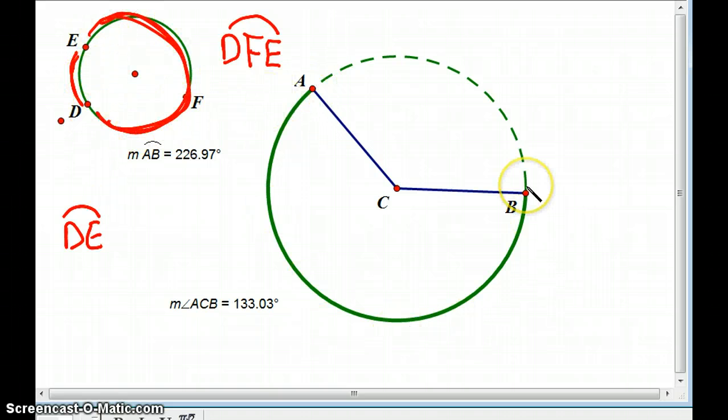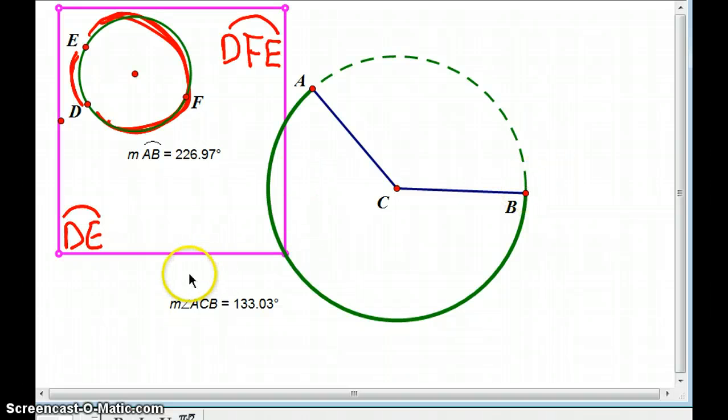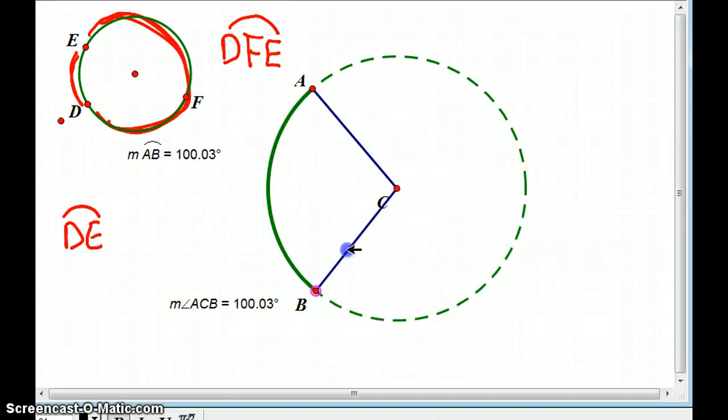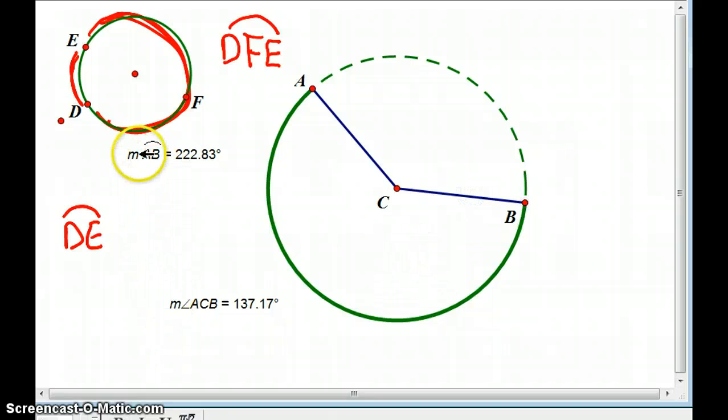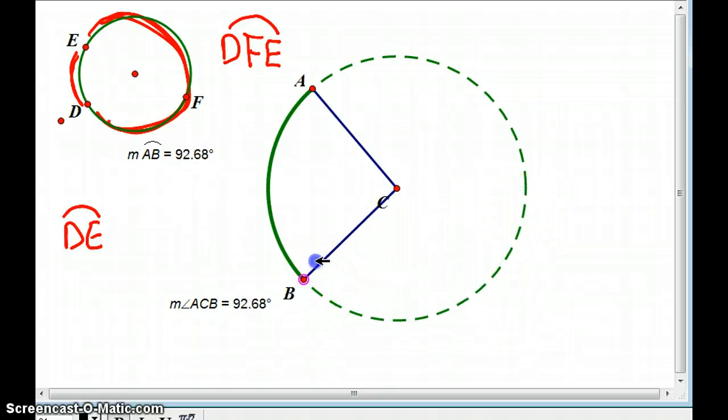Sketchpad doesn't need that because Sketchpad is so snazzy. All it needs to do is highlight the one it's talking about. So when it says measure of arc AB is 222, it really means this major one, and there's no point out here. So it's a tiny thing that's different with Sketchpad.